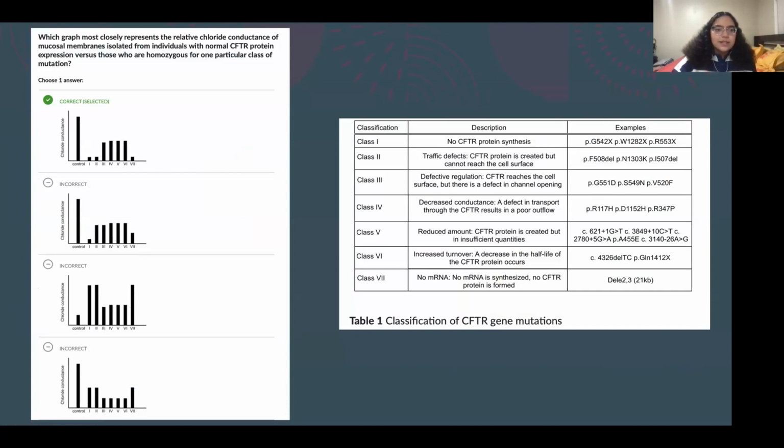For this question, it is that first graph. Let's see which graph. Relative chloride conductance. Okay, yeah. From the table, the class 3 to 6 mutations are a decrease in ion transport or a decrease in the amount of CFTR protein. But class 1, 2, and 7 result in CFTR not being produced or not reaching the membrane. So you would have less chloride conductance with class 1, 2, and 7, and that's consistent with choice A. So it's just about reading that table.